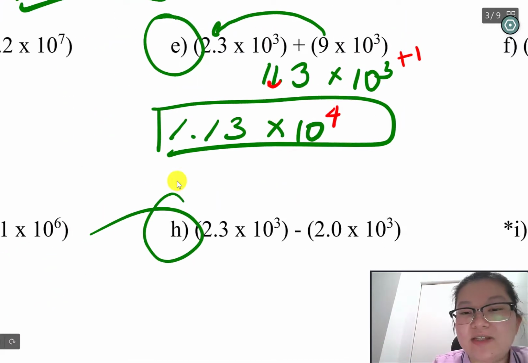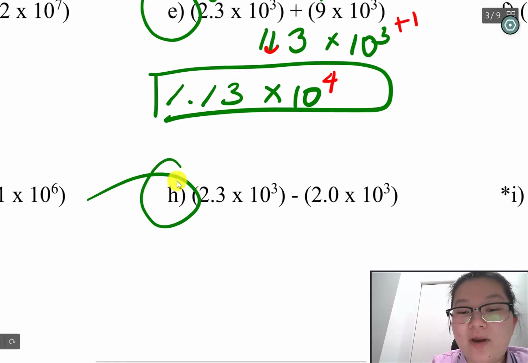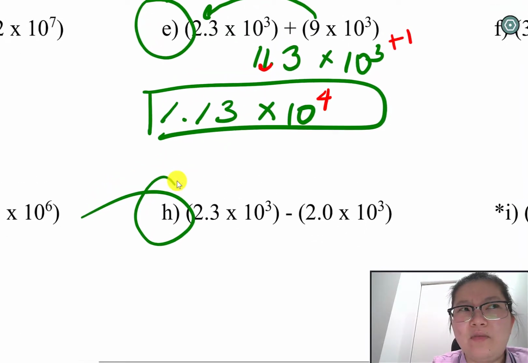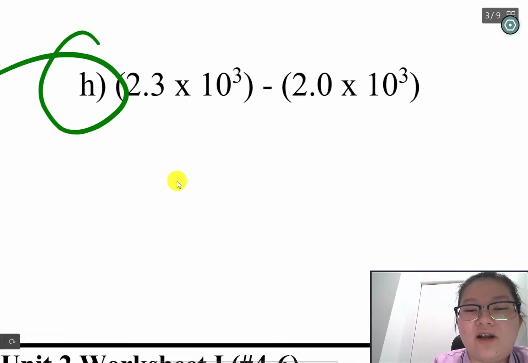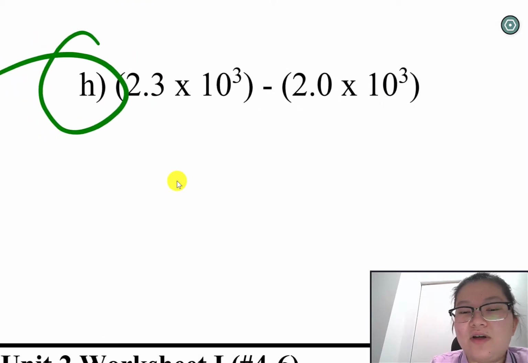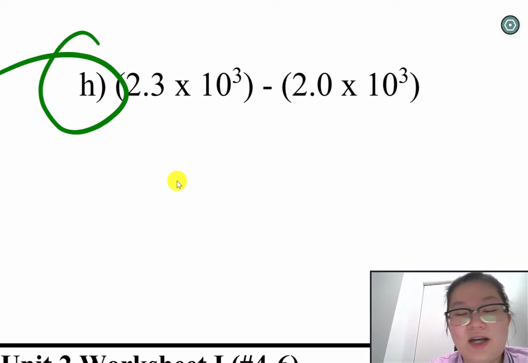Okay, last but not least, remember we talked about carrying over. What happens if we have a number that is much smaller, but we run into a similar case where this number is a little bit funny and it doesn't look like scientific notation? So here I have h. This is subtracting, and subtracting and adding are going to be quite similar.